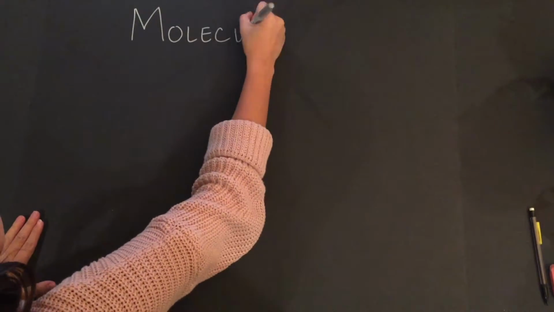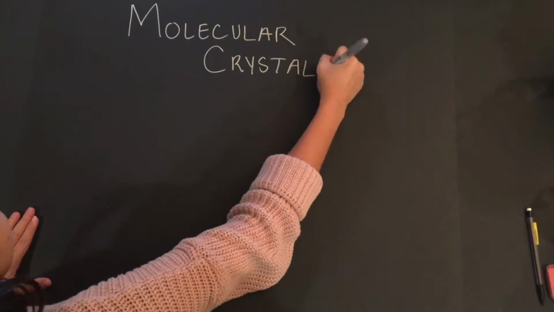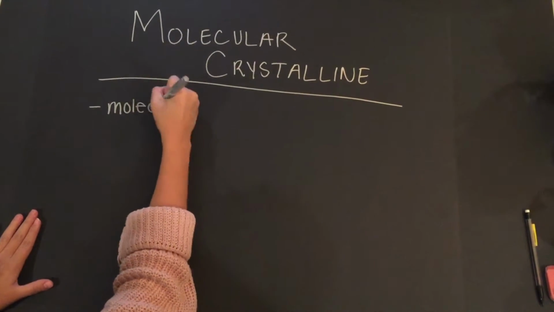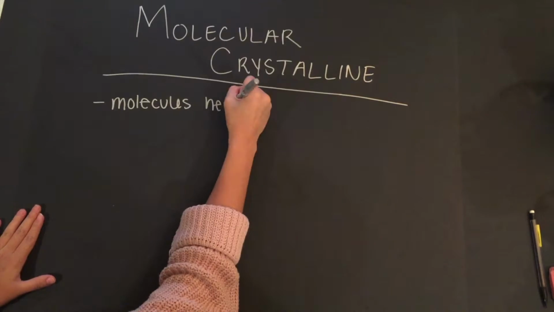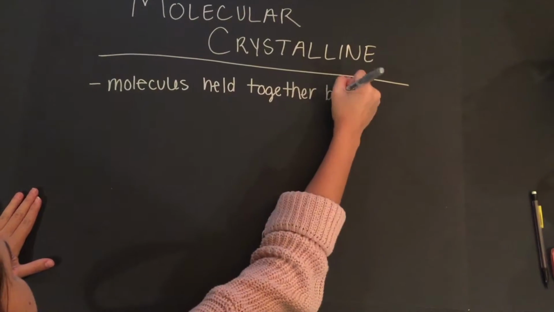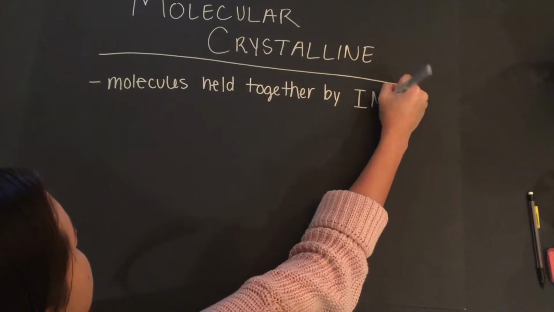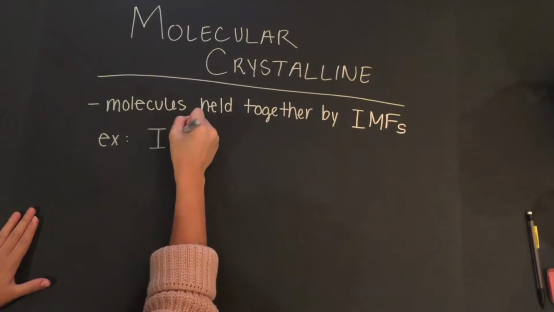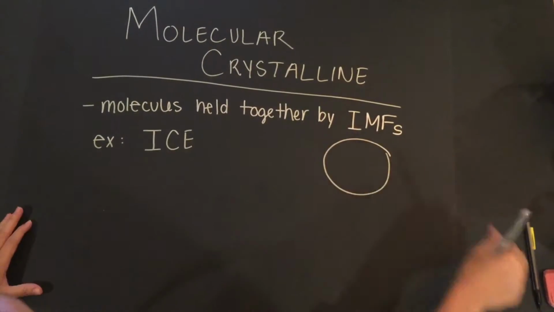The next type of crystalline solid is called molecular crystalline. Molecular crystalline solids consist of molecules that are held together by non-covalent interactions called intermolecular forces, which I abbreviate IMF. An example of a molecular crystalline solid is ice.